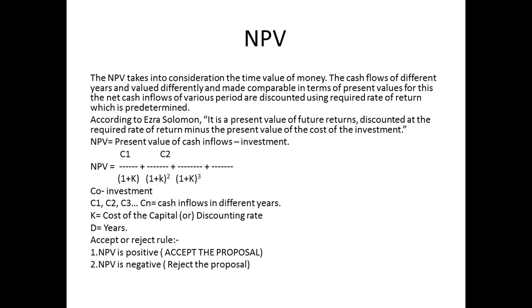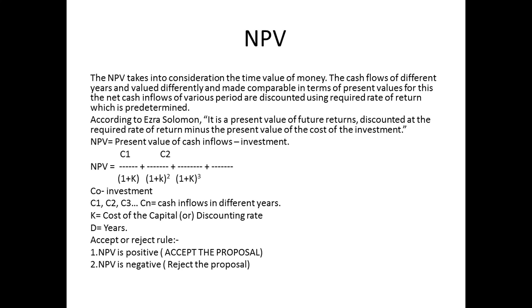This is basically to know the net present value, whatever the time may be, which will be known through NPV. Using discount rates, NPV will be calculated. Ezra Solomon has given the definition of NPV as the present value of future returns discounted at the required rate of return minus the present value of the cost of investment. So this is the formula.